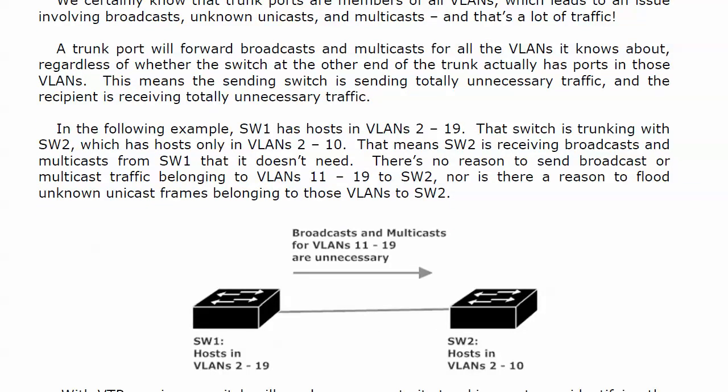that we don't need to use. Now, in this example, switch 1 has hosts in VLANs 2 through 19. That switch is trunking with switch 2, which has hosts only in VLANs 2 through 10. That means switch 2 is receiving broadcasts and multicasts from switch 1 that it doesn't need. It doesn't need that traffic for VLANs 11 through 19, because switch 2 is going to get them and say, yeah, I don't need that, throwing it away. So it's a lot of work for nothing and sucking up bandwidth for nothing.